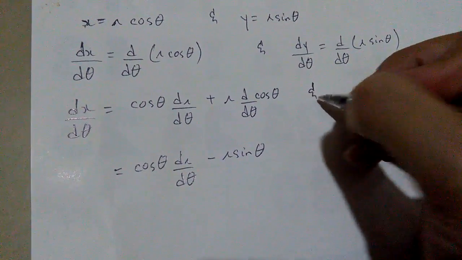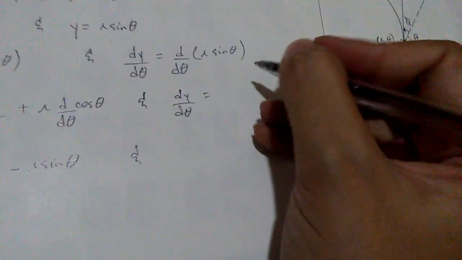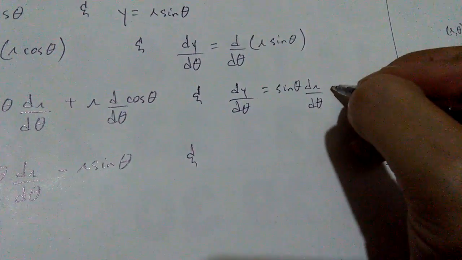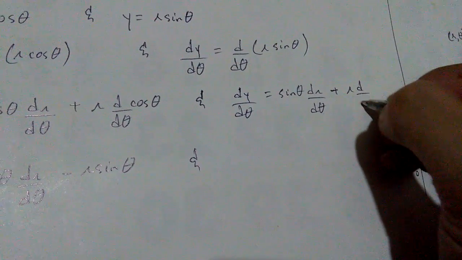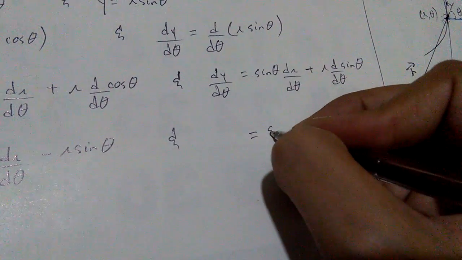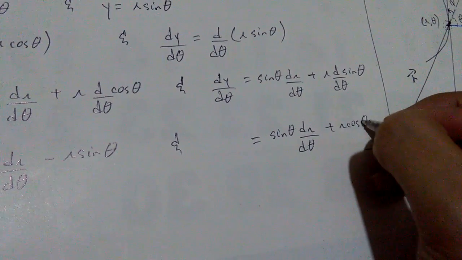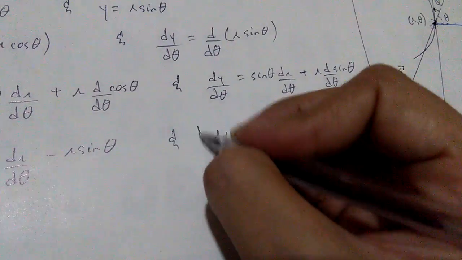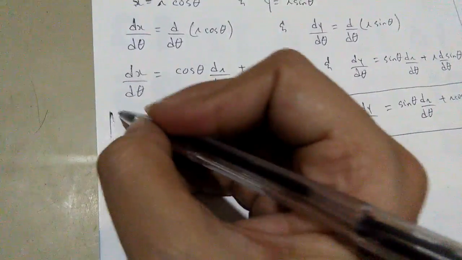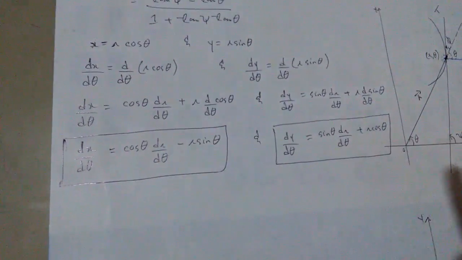Okay, and dy by d theta is equal to sine theta dr upon d theta plus r times the derivative of sine theta. So this is going to provide you sine theta dr by d theta plus r cos theta. This is your dy by d theta. Let's close it in a nice box just for a good highlight, and that's it.